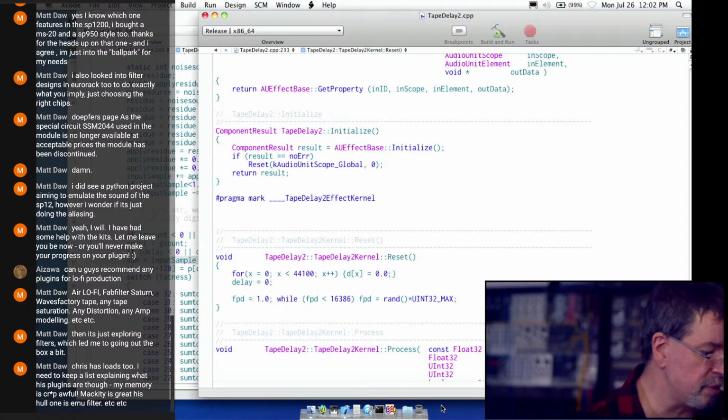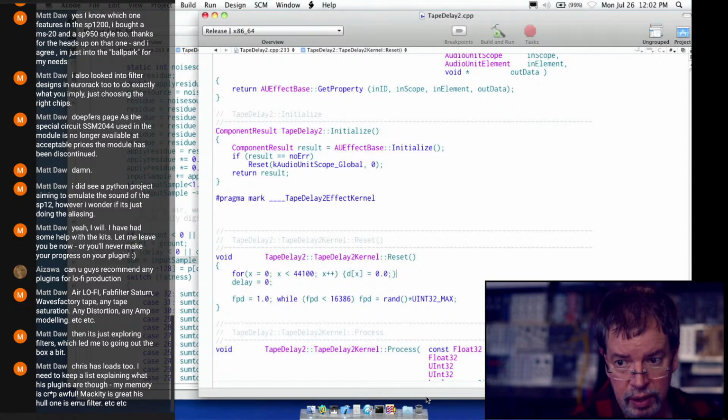Yeah, Macity might suit you for lo-fi stuff. There's also Mackie Q. The whole one is not necessarily emu filter. It's just something that I found that might be handy for that. It's certainly not emu filter all by itself, so I'm going to correct you there.